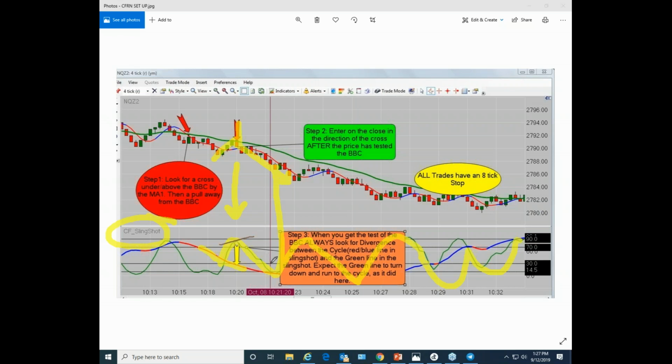So what you end up doing, end up selling this top, selling this top, buying this dip, buying this dip. Take profit here, take profit here, take profit. You're going to take profit every time that green line is getting into the cycle. Okay? So that's why the trade exists down here in the slingshot.